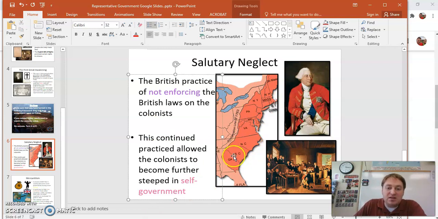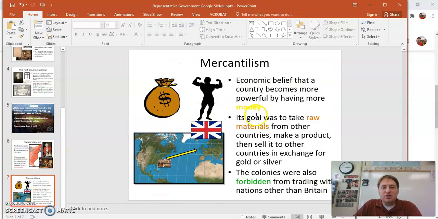And basically, the king was like, all you need to do is throw some money my way. They're going to have this system called mercantilism, which we'll talk about in a second. Throw some money my way, and we're good to go. Other than that, solve your own problems. So he neglected them. He left them alone to govern themselves. And then you've got mercantilism here.